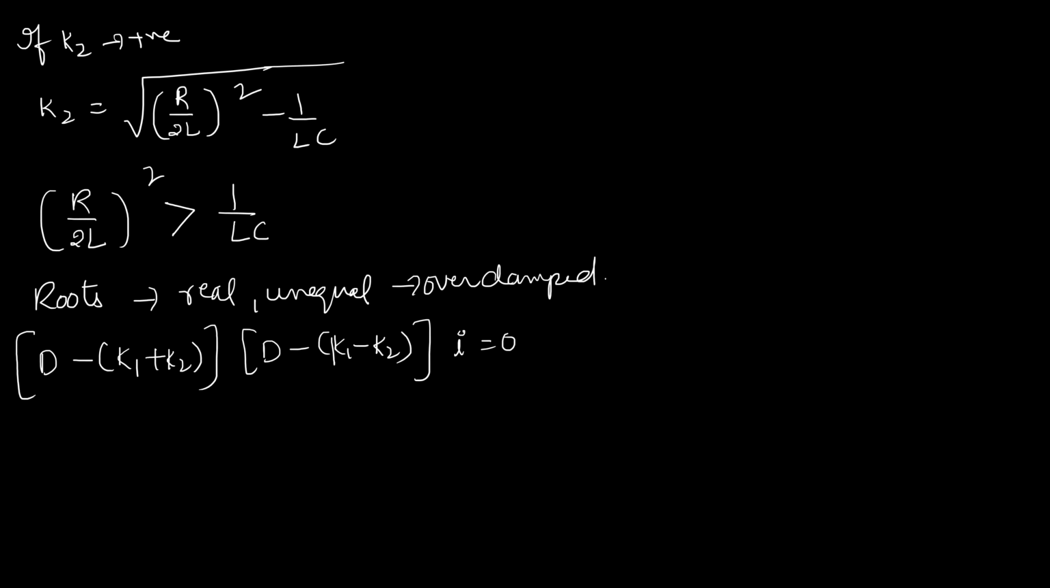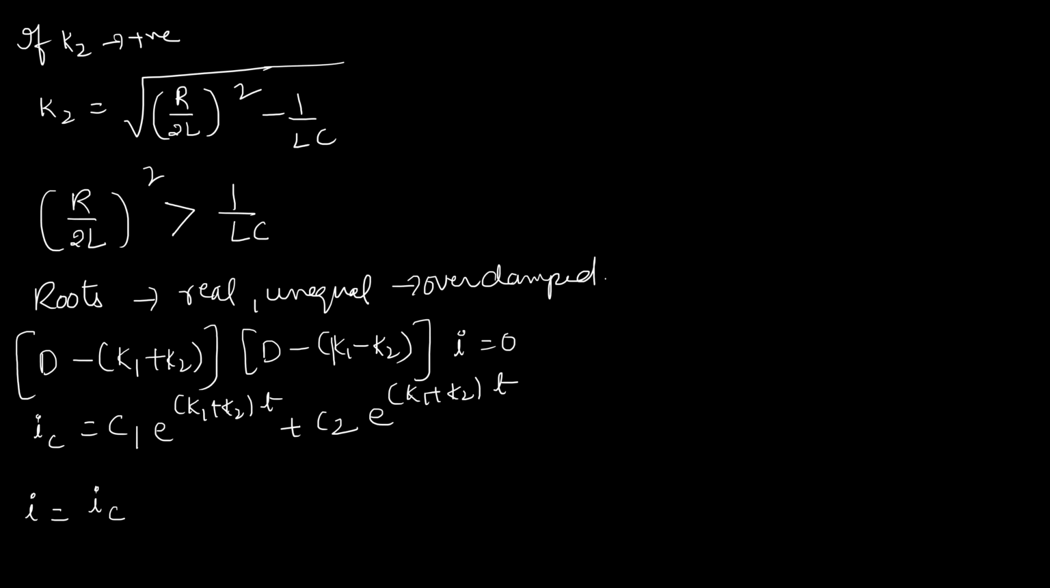Okay, so for such kind of differential equations, the complementary solution will be IC equal to C1 into e power (k1 plus k2) into t plus C2 into e power (k1 minus k2) into t. Okay, so this is the complementary solution. Now, what could be the complete solution? The complete solution is complementary function plus particular integral.